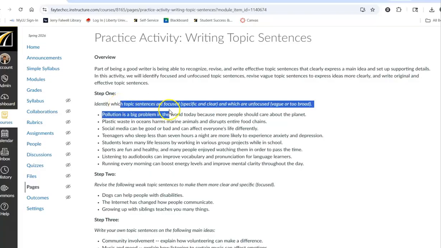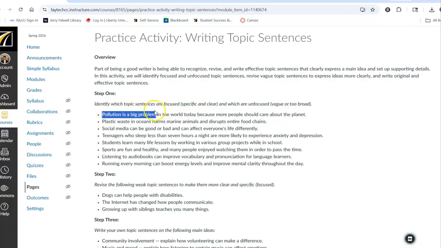So, which of these are specific or focused, and which of these are unfocused, vague, or too broad? It says, "Pollution is a big problem in the world today because more people should care about the planet." Is that focused or unfocused? In other words, is it specific or is it vague? I would list this as vague. It's a big problem. How? And "more people should care about the planet" doesn't tell us how pollution is a problem. So this is unfocused. It's too vague. It's too broad.